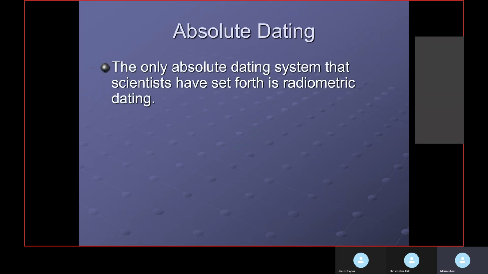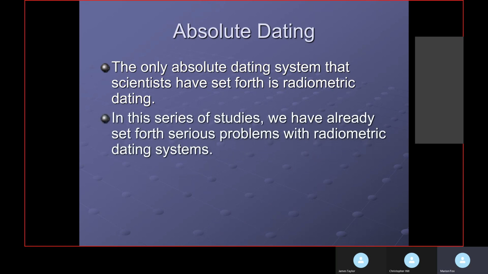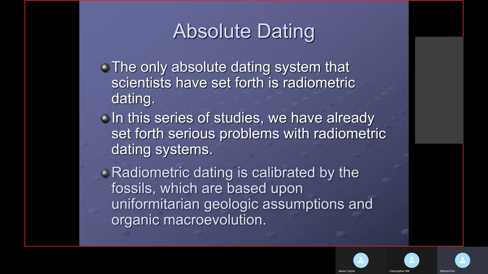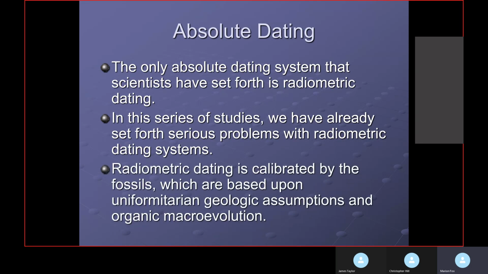The only absolute dating system that scientists have set up is radiometric dating. But we've already pointed out the flaws in radiometric dating. In this series of studies, we've already set forth serious problems with radiometric dating techniques, and we laid those out earlier. Radiometric dating is calibrated. Now, when you calibrate something, you adjust it by some other standard. So again, even that becomes relative, because they calibrate it by the fossils. They generally calibrate with fossils, which are based upon uniformitarian geologic assumptions and organic macroevolution.